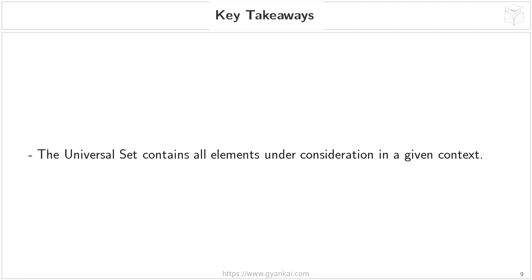Key takeaways. Let's recap the key ideas we've covered regarding universal sets and subsets. This slide, titled Key Takeaways, summarizes the most important points for you to remember. Firstly, it states that the universal set contains all elements under consideration in a given context. Remember, we define the universal set, denoted by U, at the beginning of a problem to clearly define everything we're working with. Everything else we discuss will fall within that set.